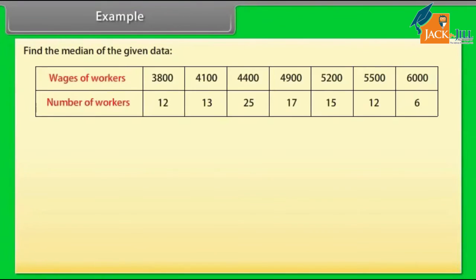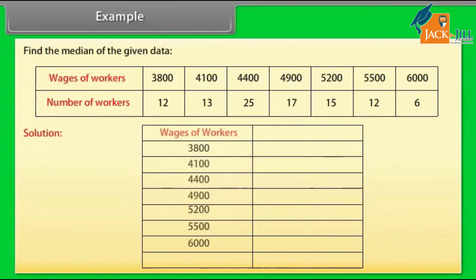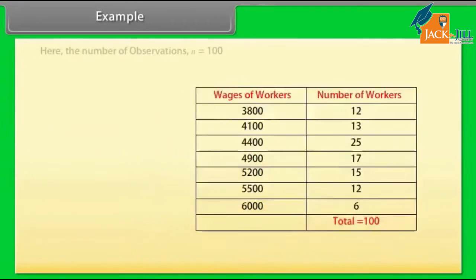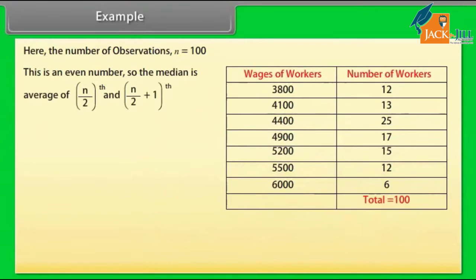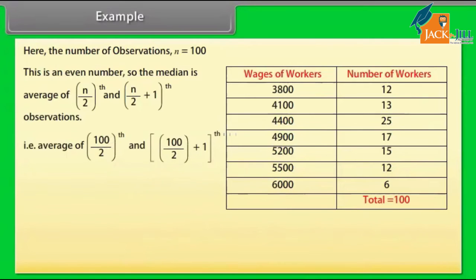Find the median of the given data. Solution. Firstly, we will write the wages of workers and the number of workers. The total number of workers is 100. Here the number of observations n is equal to 100. This is an even number, so the median is the average of the (n by 2)th and (n by 2 plus 1)th observations. That is, the average of the 100 by 2th and 100 by 2 plus 1th observation. That is, the average of the 50th and 51st observations.